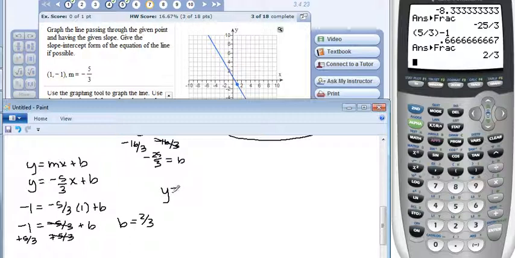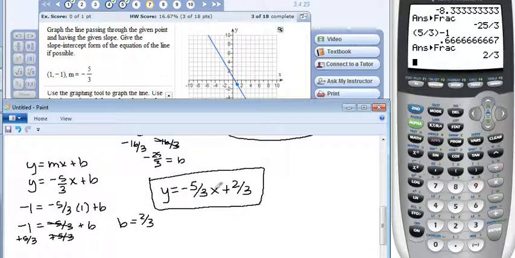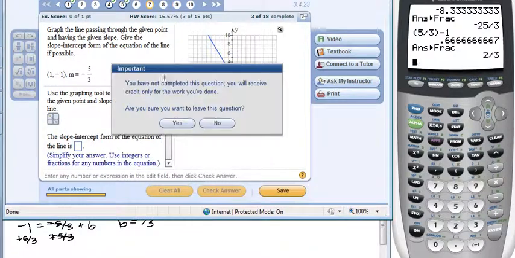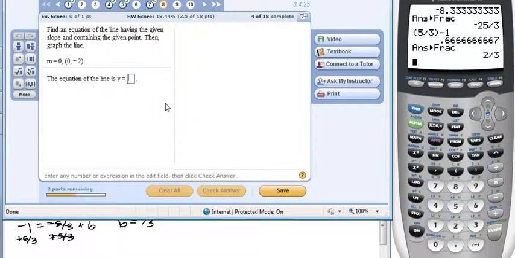So my equation is this. Okay, I always want to keep my x and my y in there. All I need is my slope and my y-intercept. That's it. All right?